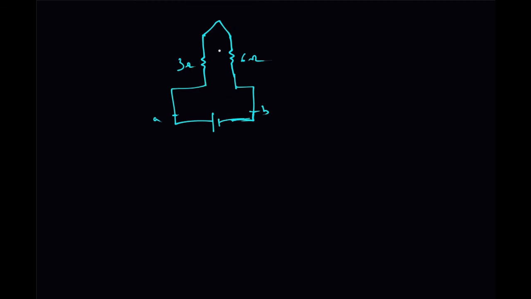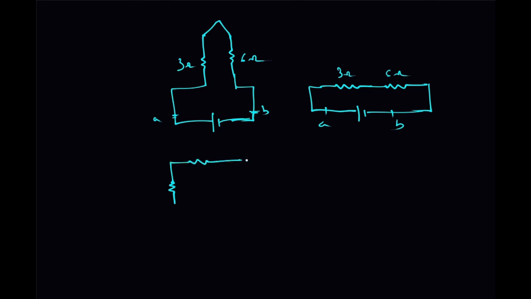So you can see that these two are in series actually. So this circuit can be reconfigured to this one. This is point A, this is point B. So this is 3 ohm and this is 6 ohm. So these are in series. You can find the equivalent as 9 ohm. This is one more circuit.